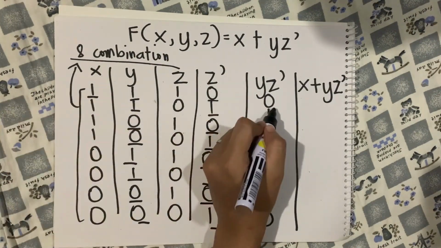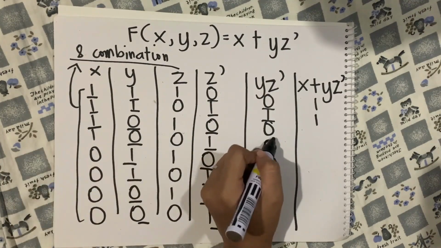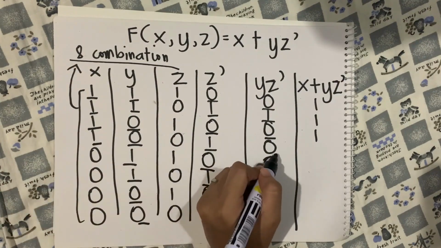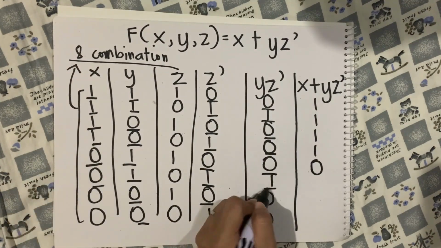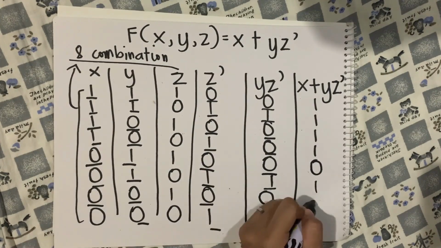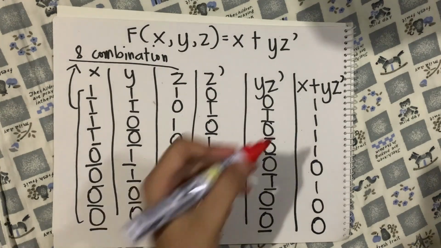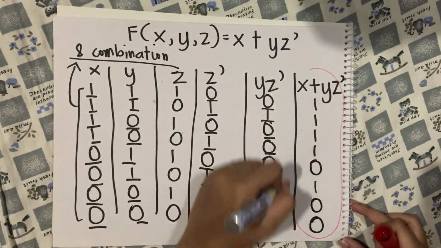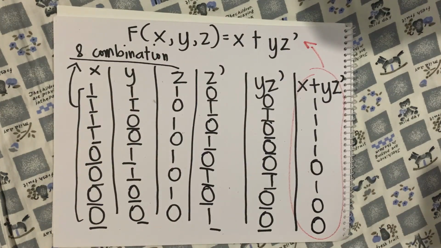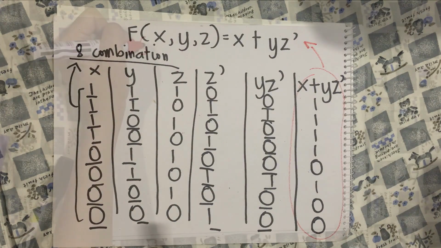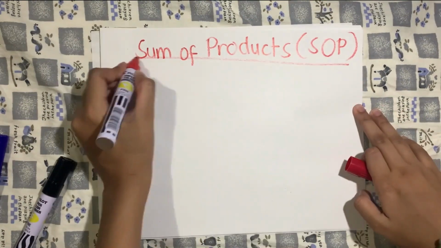So 1 plus 0 is 1, 1 plus 1 is 1, 1 plus 0 is 1, 1 plus 0 is 1, 0 plus 0 is 0, 0 plus 1 is 1, 0 plus 0 is 0, 0 plus 0 is 0. Now we get the function f with variables x, y, z equals x plus y and complement of z. Easy, right? So now, let's move to the sum of products.